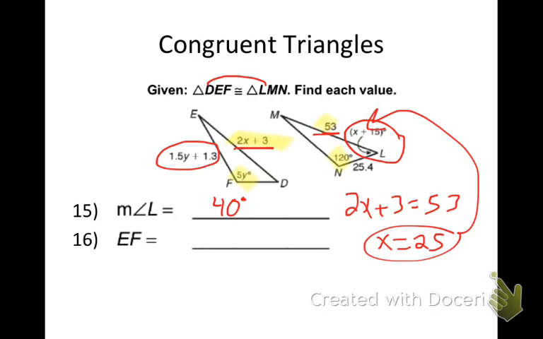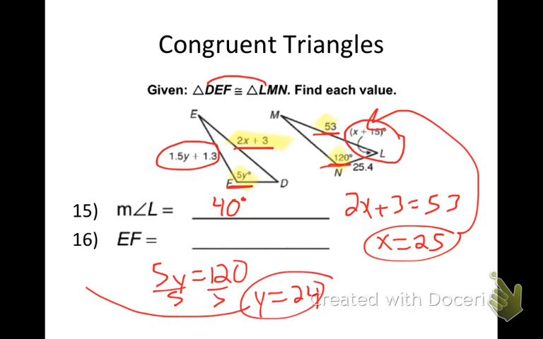Okay, next one says, let's find EF. Well, EF is 1.5y plus 1.3. I don't know y, but I know F and N are the same though. So I would say 5y equals 120. Solve for y. Oh, okay. y equals 24. Now I take y equals 24, plug it in to 1.5y plus 1.3, and I get a side measure of, I believe it is 37.3. Okay, so again, this one, yeah, it's a little bit tougher because you have to find some other work first, but you can still do it.